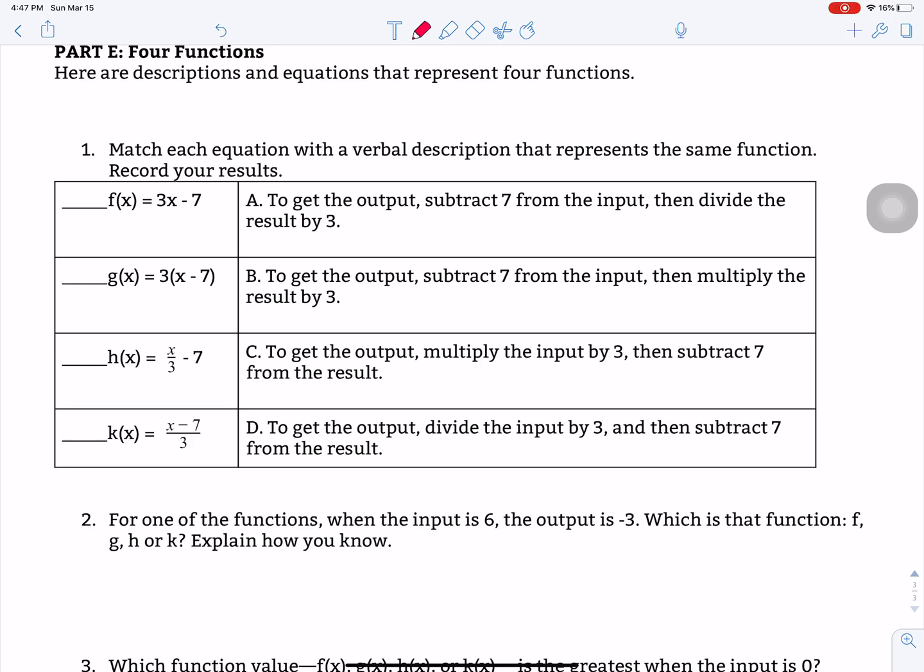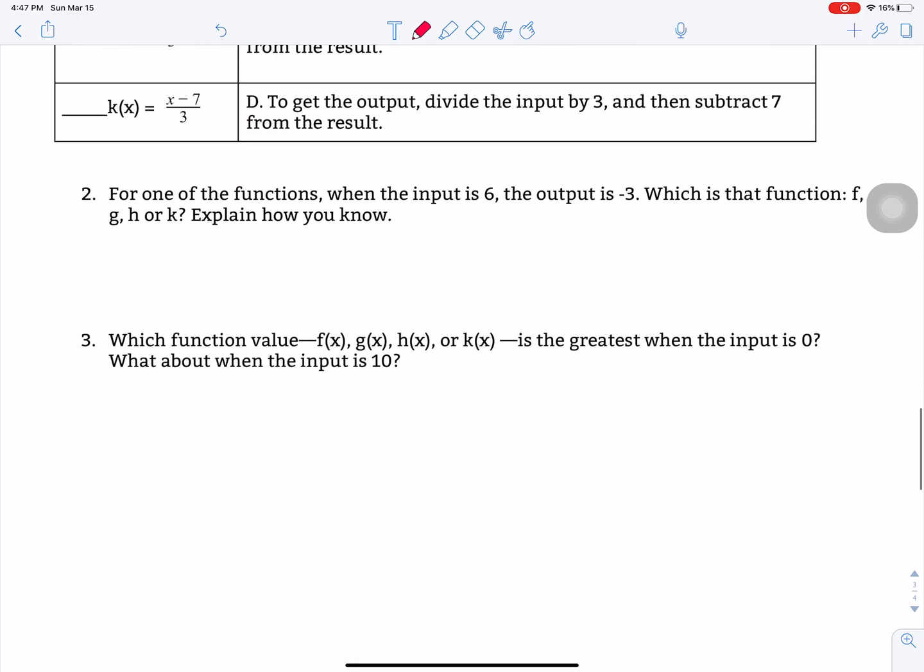If I put a number in for x, I need to multiply it by 3 first. So that's going to be C. To get the output, multiply the input by 3, and then subtract 7 from the result. So that's going to be C. You're going to finish up those, and then you're answering the last 2 questions. And again, you're submitting all of that into Classroom.